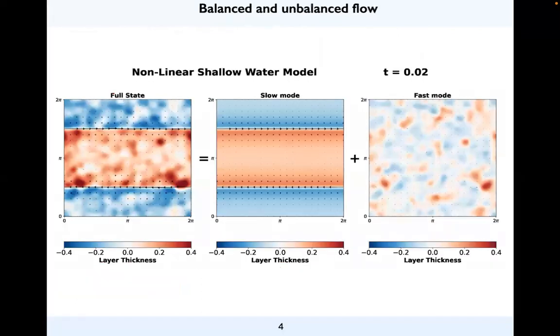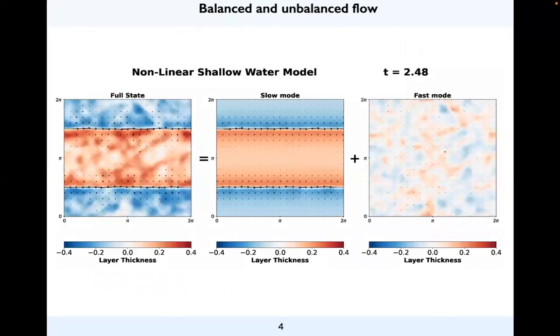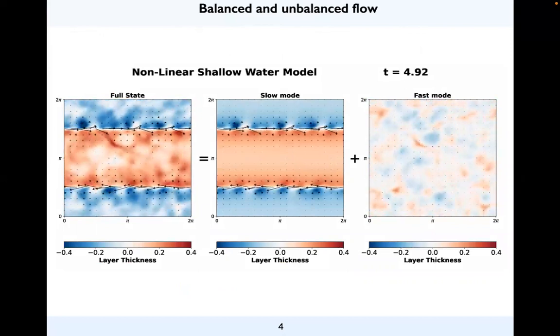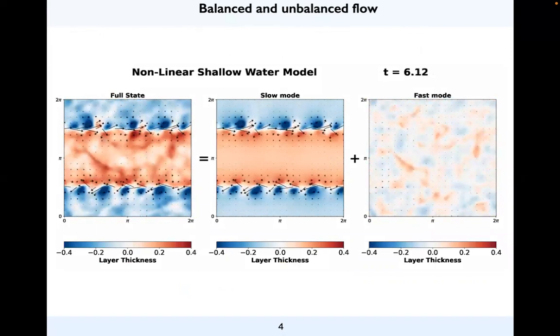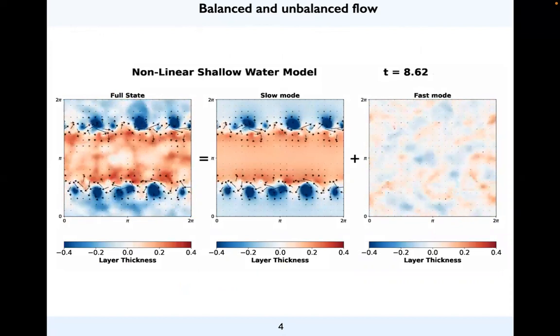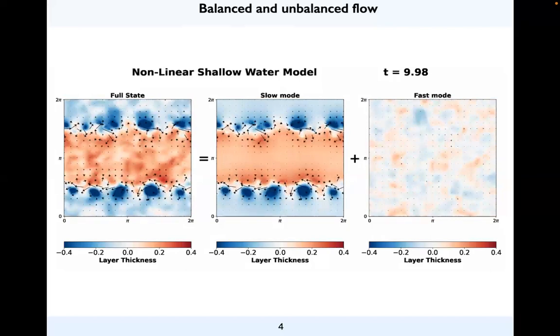And this is an example to show how this decomposition works. On the right-hand side, you have the full state, which contains everything: your balanced field and the unbalanced field. In between, you have the geostrophic or the slow mode, and on the right, you have the fast mode. You can see how fast the scales are. You can also see that the geostrophic component of the slow mode retains a large part of the full state.